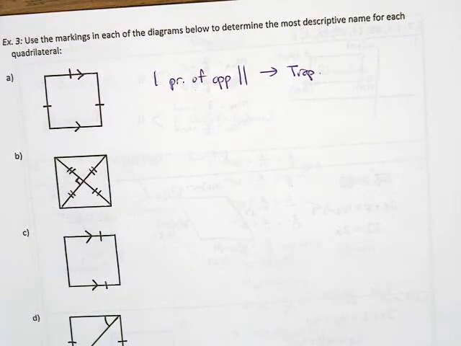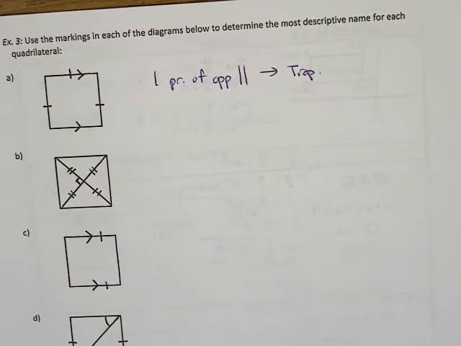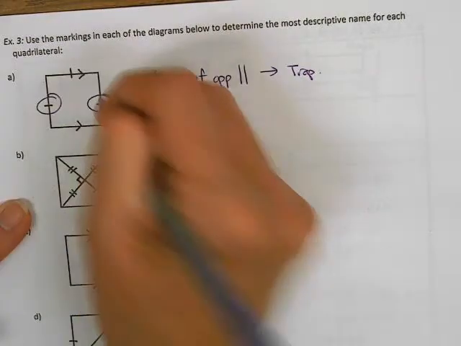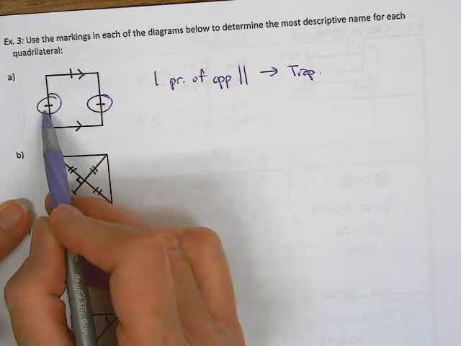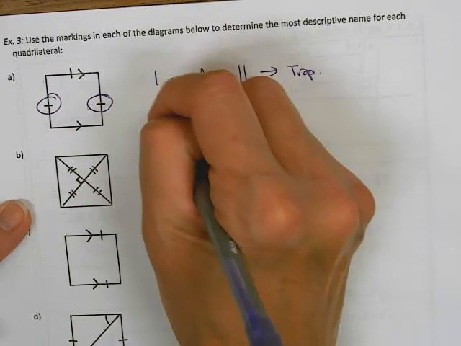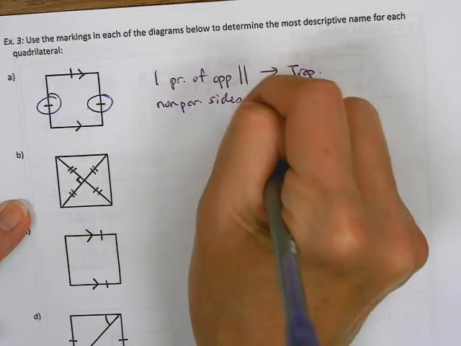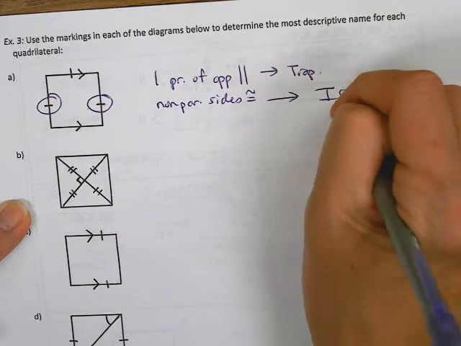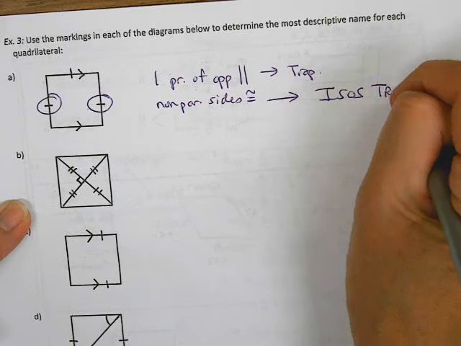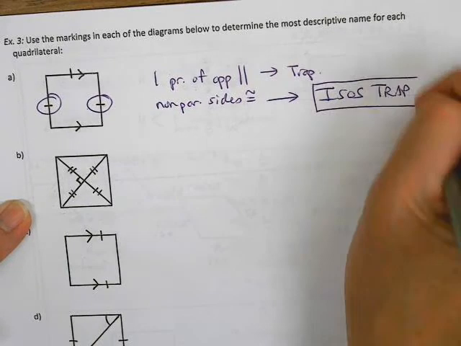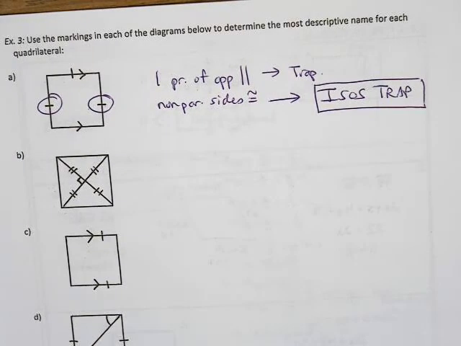So now what other possibilities do I have? If you think about that graphic organizer, the only other option I have is for it to be an isosceles trapezoid. And I have those two non-parallel sides congruent, right? Non-parallel sides congruent leads me to believe it's then an isosceles trapezoid. So that would be the answer to A, kind of talking about those properties.